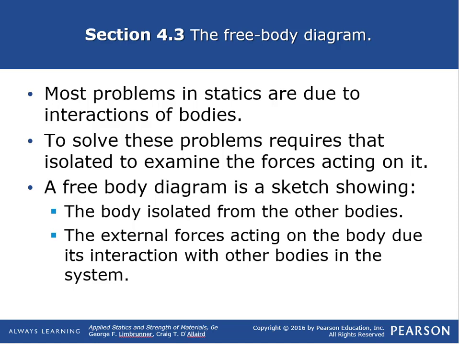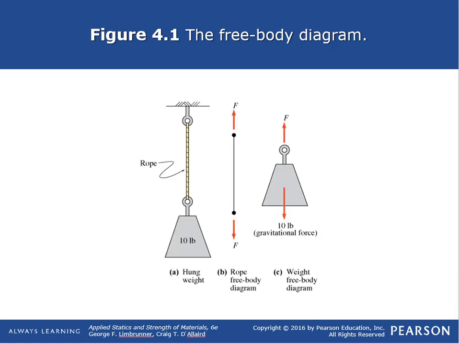That sketch shows the body isolated from the other bodies in the system, and it shows the external forces acting on the body due to its interaction with the other bodies in the system. Now, what does that mean? Okay, so let's take a very simple system here. This is a weight hung by a rope. Essentially, we have two bodies in this system. We have the weight, and we also have the rope.